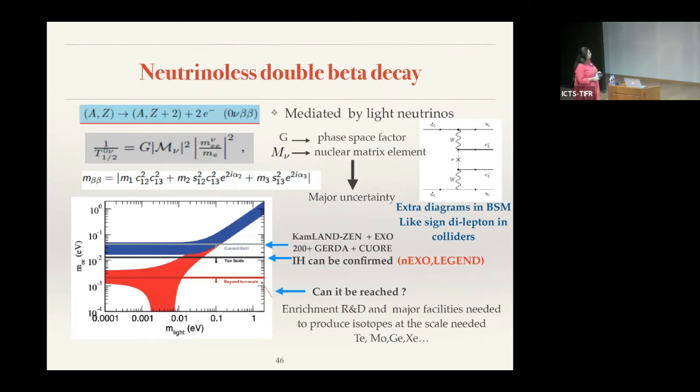Now, ton scale experiments like nEXO or LEGEND, using xenon or germanium, can confirm IH. And beyond ton scale, the question now is whether normal hierarchy can be reached or not, supposing there is no signal here. That means inverted hierarchy is disfavored, but whether we can reach normal hierarchy or not. But this is a problem because you need large mass, and then the enrichment is a problem.